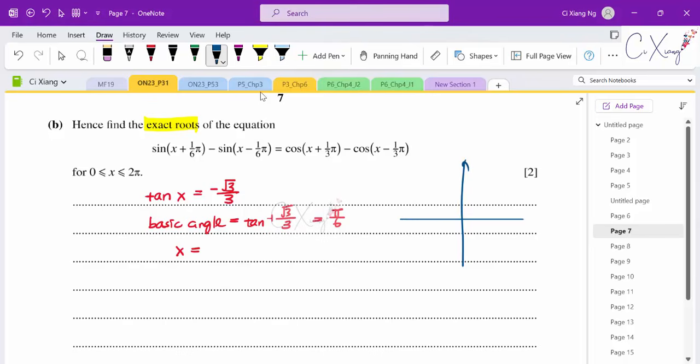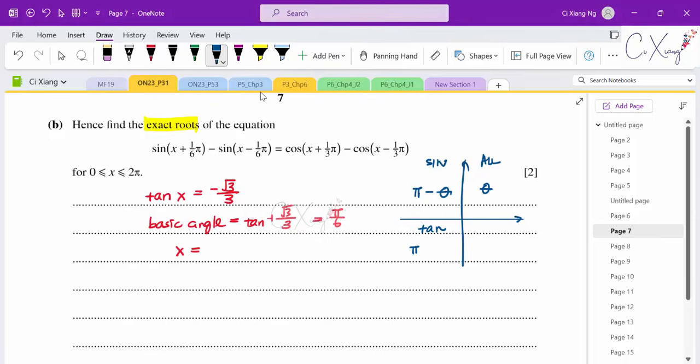So for the first quadrant, the answer is always theta, which is the basic angle, and everything is positive. Second quadrant, only sine is positive, and to get the answer, you have to take pi minus the basic angle. Third quadrant, only tangent is positive.